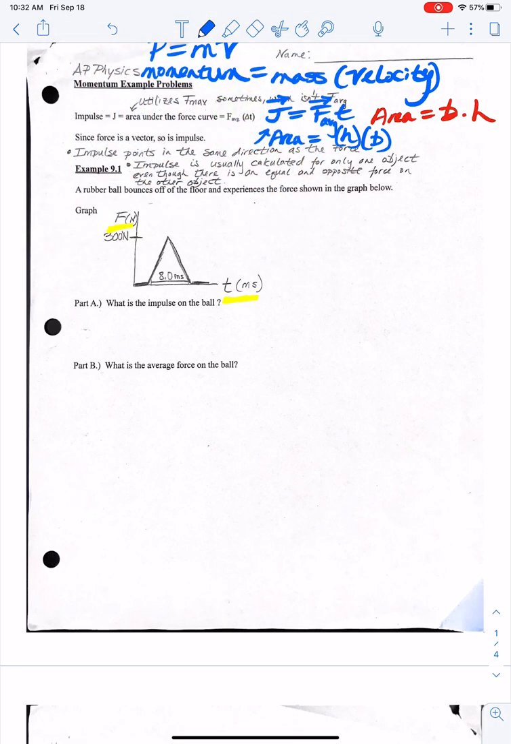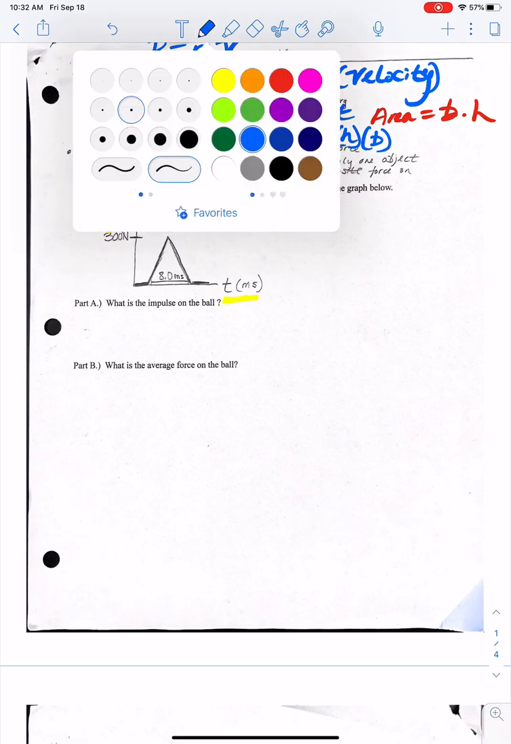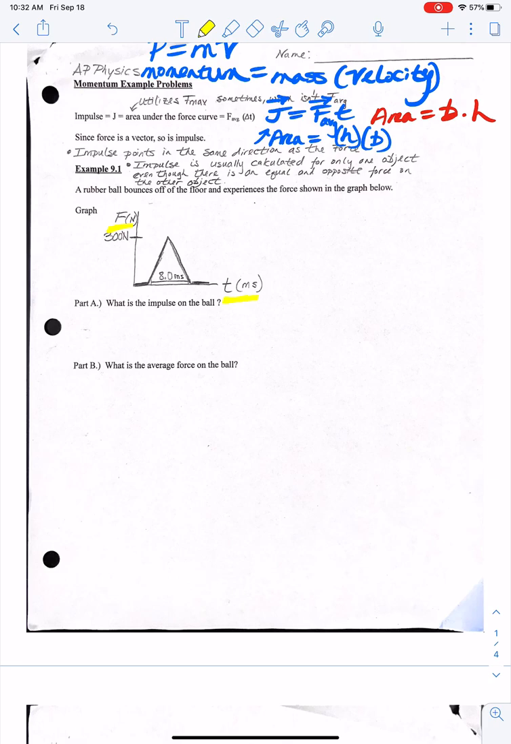All right, anything else I want to mention? Yeah, this is kind of important, and sometimes kids forget this. Impulse points in the same direction as the force. I think this is super important to remember, that the impulse points the way the force points.